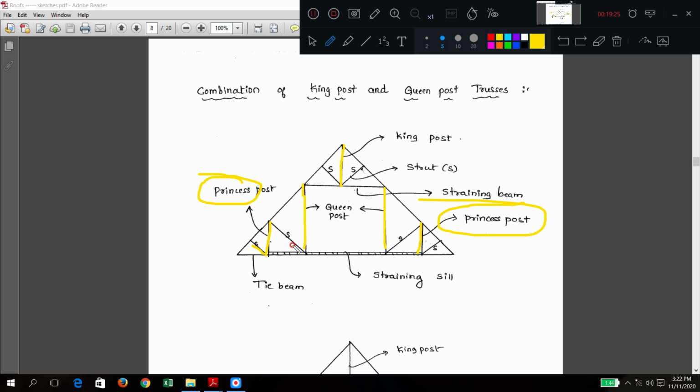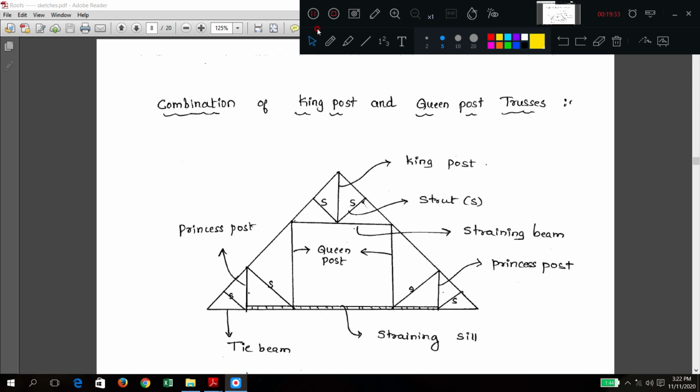So struts are there wherever. Yes, I have written that these are all inclined struts. See, struts are always inclined in nature. Yes or no? Yes, struts are always inclined. So king post is here, queen post is here, two queen posts and two prince posts. Okay. So the straining sill is provided here, from here to here, and as usual there is a tie beam.